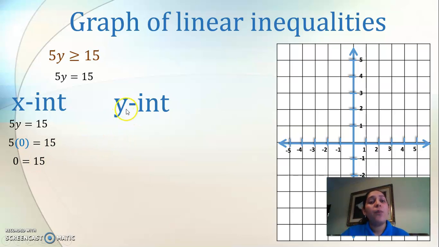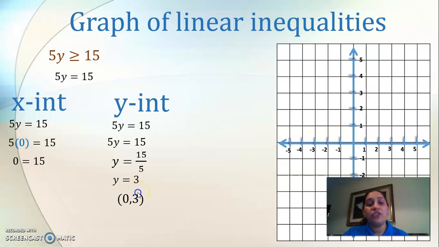Now, my y-intercept. I have 5y equals 15. Now, what do I need to do in order to find my y-intercept? Well, my 5 is multiplying the y. So I need to move this 5 that is multiplying the y, doing the opposite operation. This way, I'm going to have y equals 15 over 5. Now, I divide 15 over 5, and I get 3. So my y-intercept is 3, and my ordered pair for the y-intercept is (0, 3).